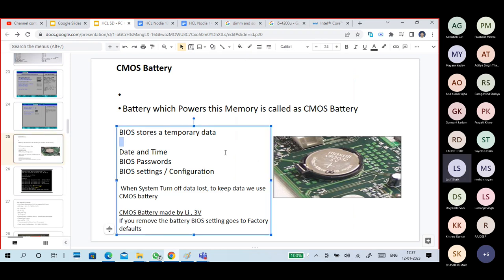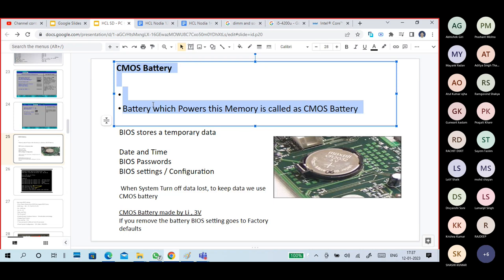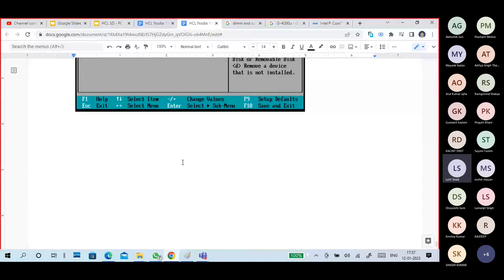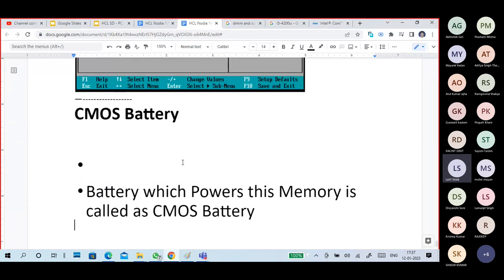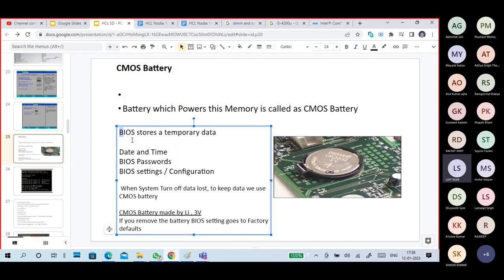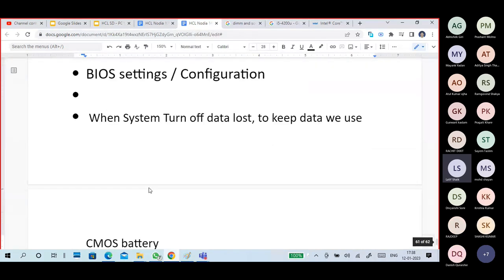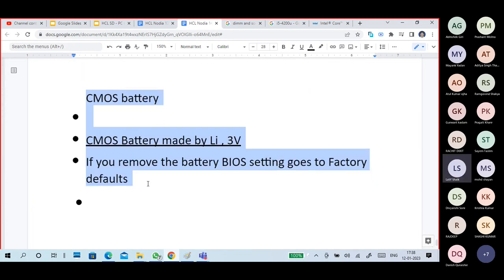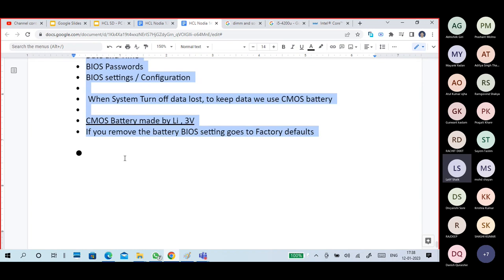Guys, this is a CMOS battery. The name is CMOS battery. A lot of people get confused about this CMOS battery part. Okay, what is this CMOS battery? There is some misinformation, so I removed that part from here as well. What is this CMOS battery? Guys, normally the BIOS has data, right? The BIOS chip contains data, information. What is that information? On the motherboard, the chipset details are there.